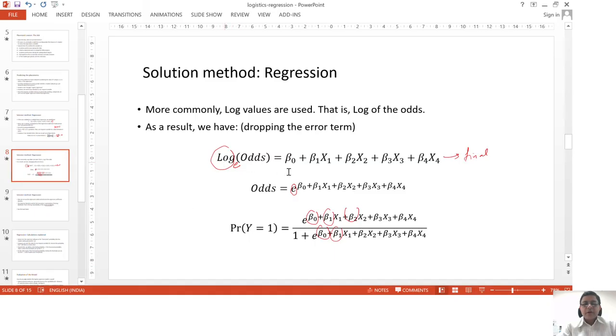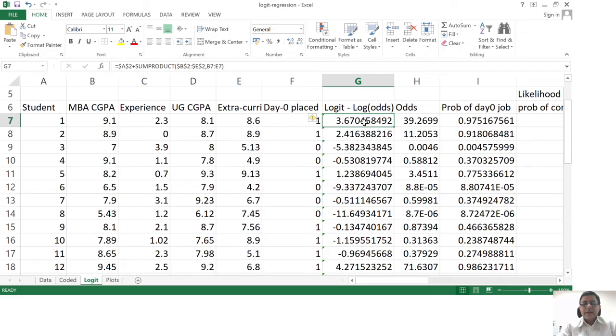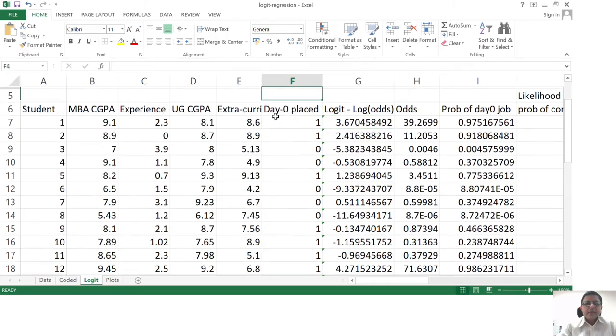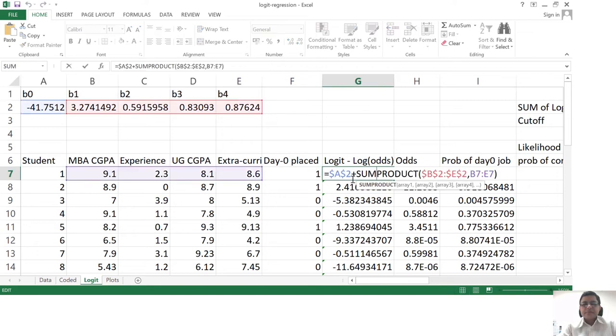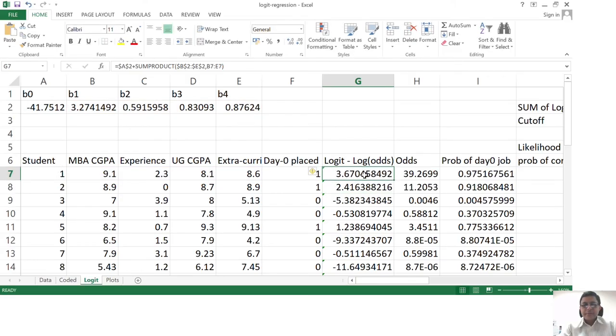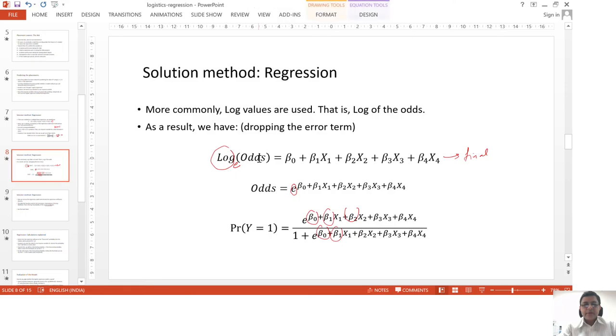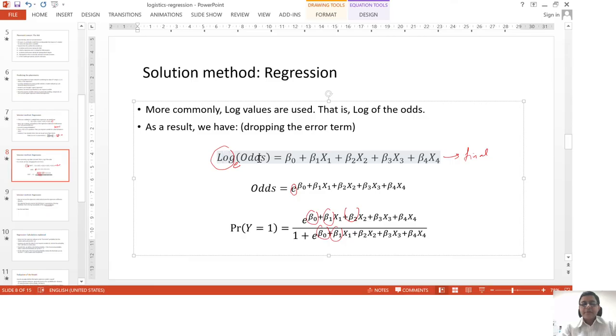Log of odds, beta naught plus beta 1 x1 plus beta 2 x2 plus beta 3 x3 plus beta 4 x4. So this is that expression. Where are my betas? This is where I have put my beta, beta naught, beta 1, beta 2, beta 3, beta 4. Okay, so I will write my expression here, which is beta naught, which is a2, and then beta 1 x1, beta 2 x2, beta 3 x3, beta 4 x4, right? These are the values of x1, x2, x3 and x4 for student number 1. So this is my expression. I have written this expression in Excel.